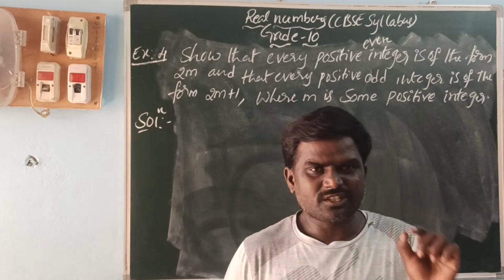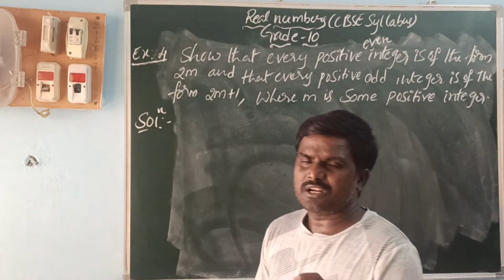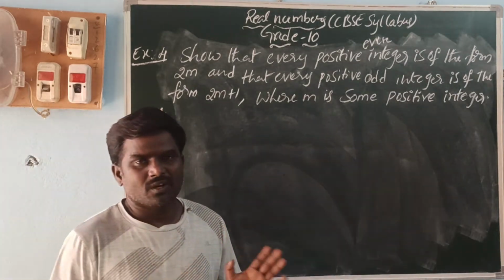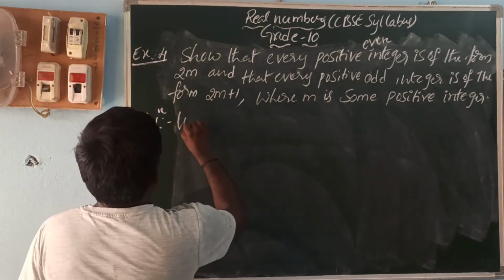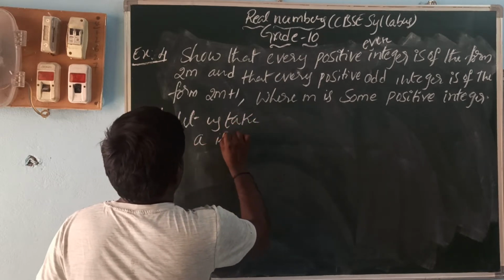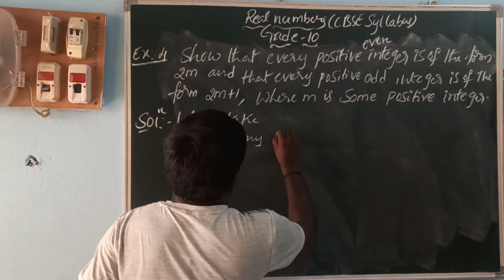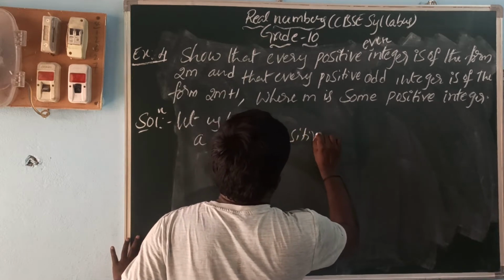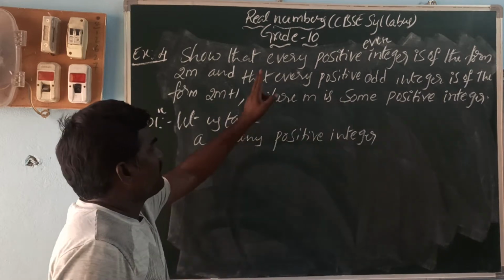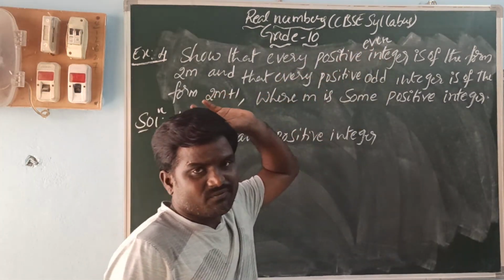Okay, so that means when a positive integer is divided by 2, if we get the remainder 0, that positive integer is called even. If we get the remainder 1, that is called odd. Okay, so here let us take a is any positive integer. Here what they are asking is that every positive even integer is in the form of 2m.